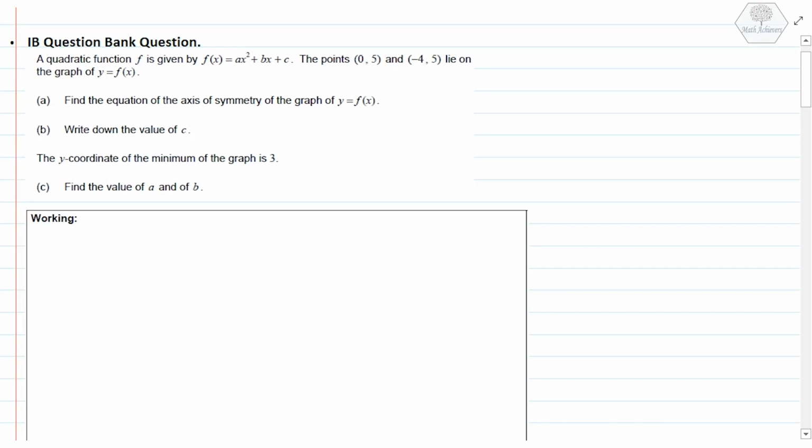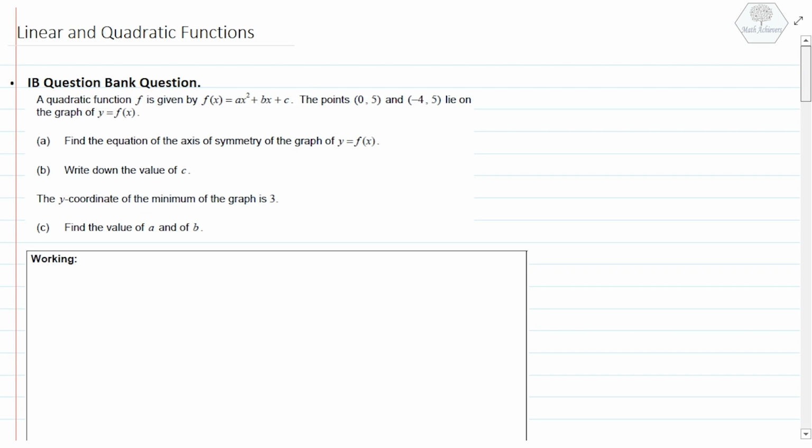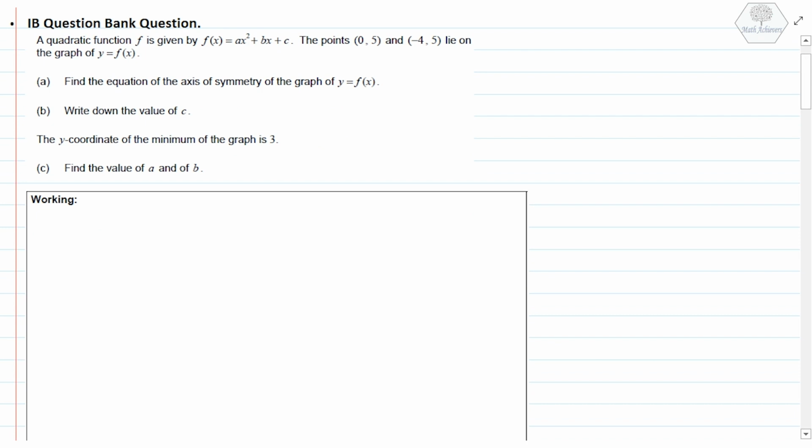Now, let's solve a question from the IB Questionbank. A quadratic function f is given by f of x equals ax squared plus bx plus c, so this is a quadratic function. The points (0, 5) and (-4, 5) lie on y equals f of x. Part A of the question, we need to find the equation of the axis of symmetry of the graph y equals f of x.